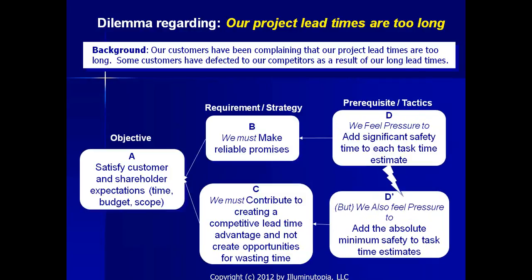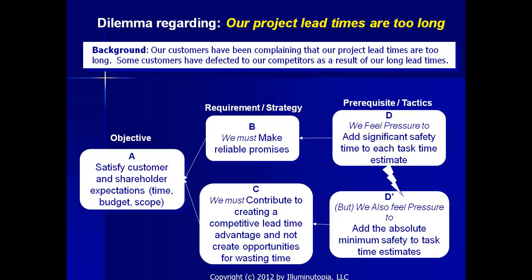So what's the conflict? In order to satisfy customer and shareholder expectations, time, budget, and scope, we must make reliable promises. In order to make reliable promises, we feel pressure to add significant safety time to each task time estimate. In order to satisfy customer and shareholder expectations, we must contribute to creating a competitive lead time advantage and not create opportunities for wasting time.